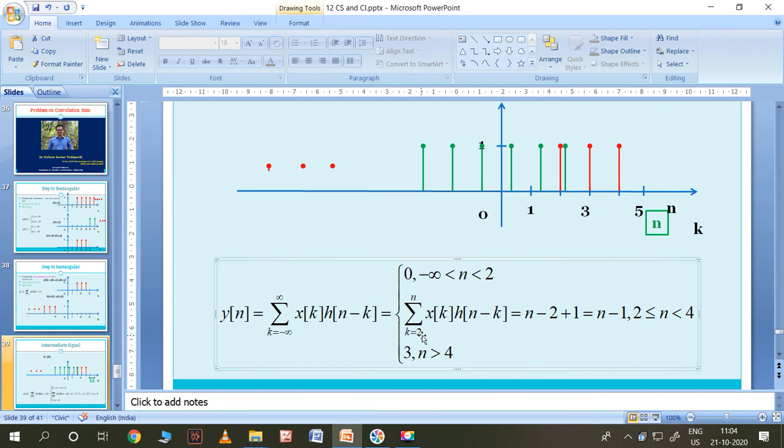This formula is very simple. If the sigma k equal to 2 to n of 1, what will happen? Upper limit minus lower limit plus 1. So it is n minus 2 plus 1, which is equal to n minus 1. And this formula is from 2 to n only. So in this range only, it should be from 2 to 4. So once it is more than 4, its value will be 3.